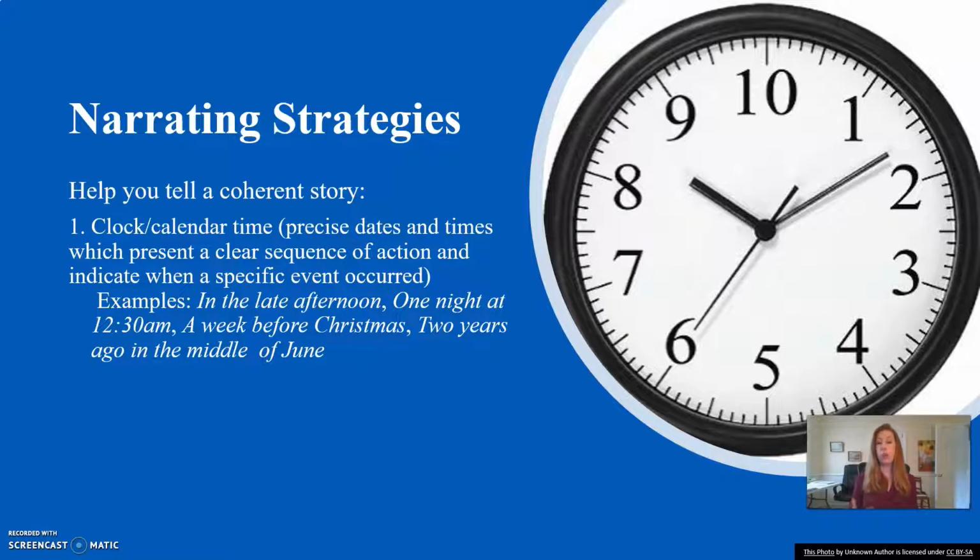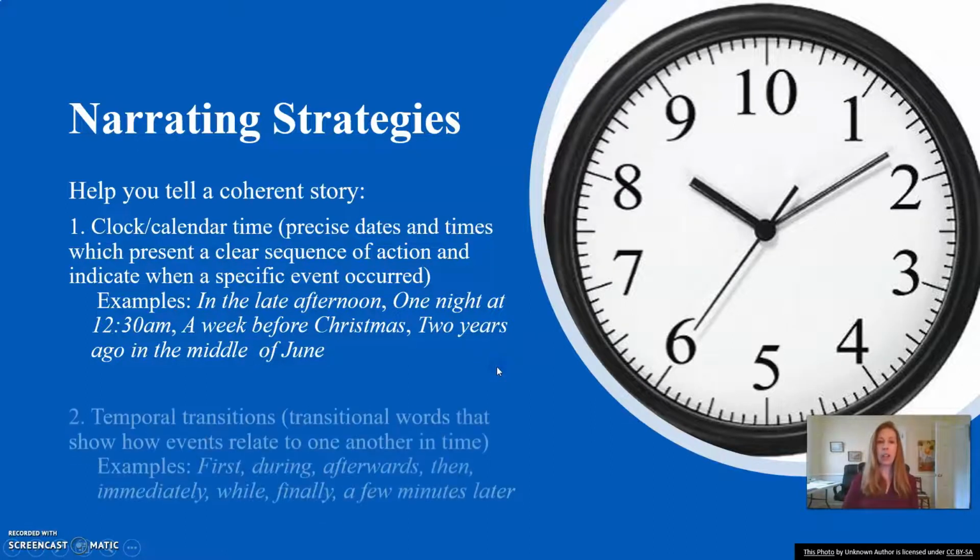So for example, in your paper, you might say in the late afternoon, or one night at 12:30 a.m., or a week before Christmas, 2 years ago in the middle of June. Your readers need to have some context for when something happened. So use dates and times to help your reader get a sense of what the timeline is in your story. Okay? So that's 1, clock calendar time.